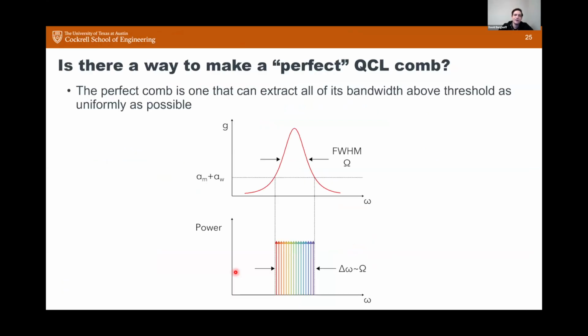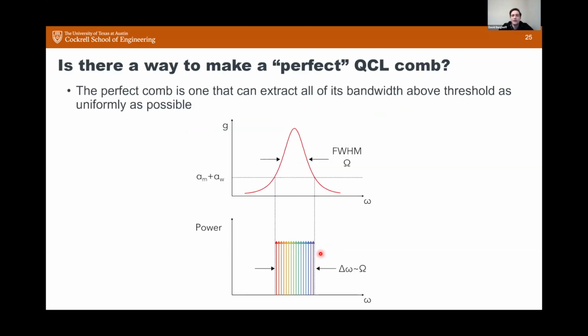What I want to introduce is a speculative notion: is there a way to make this perfect QCL comb? Suppose you had a gain medium with a bandwidth that's above threshold. Any laser has a threshold determined by its losses, and it also has some gain spectrum, and you would ideally like to laser over this entire range where your gain is greater than your losses. This would be the ideal situation. Of course, you also want these lines to be nice and uniform in order to actually have a comb.